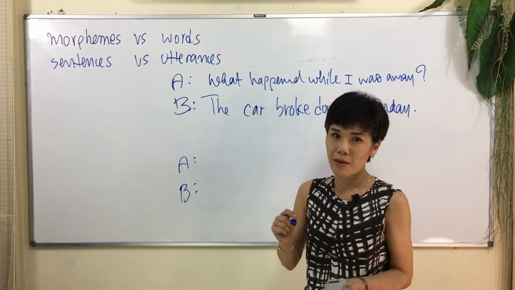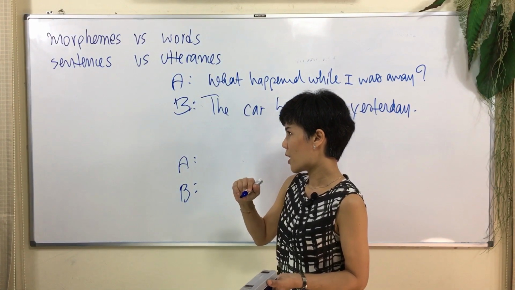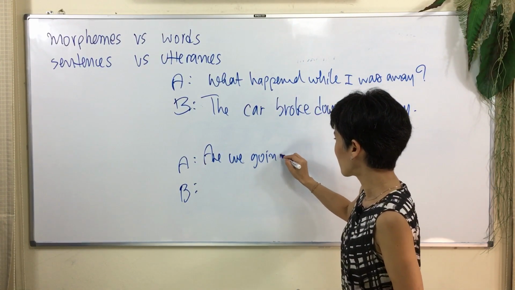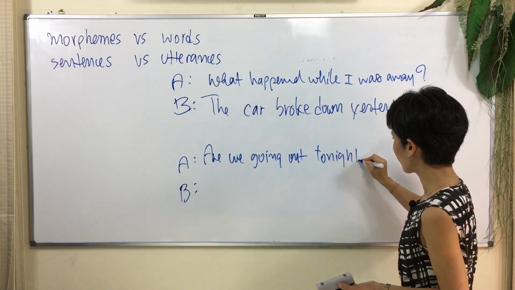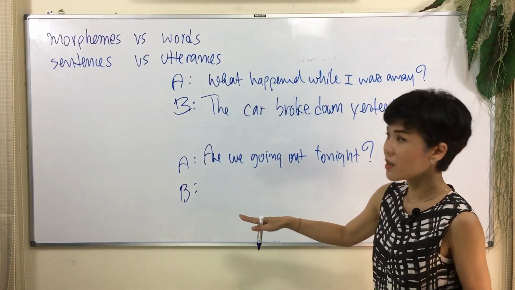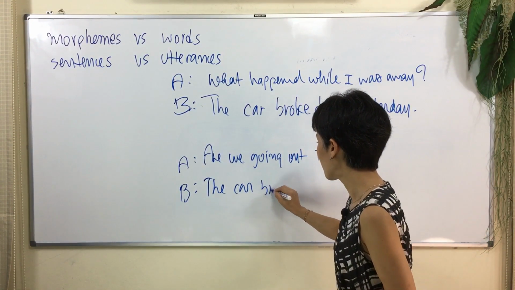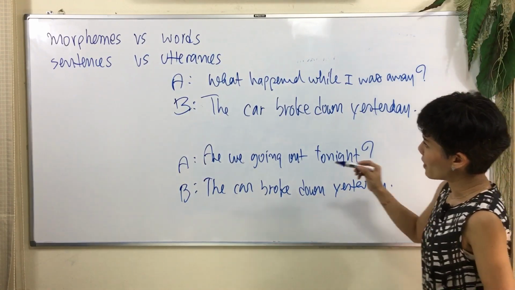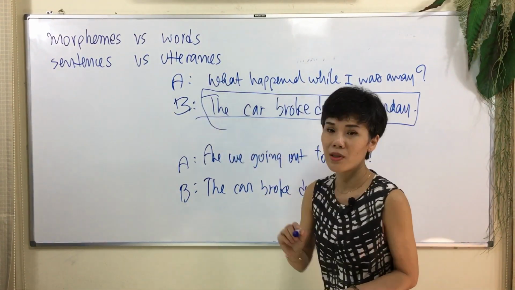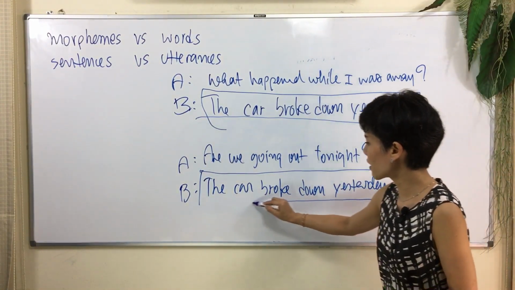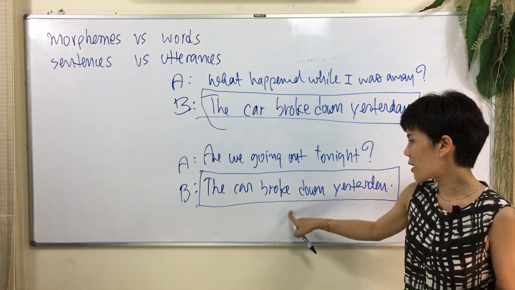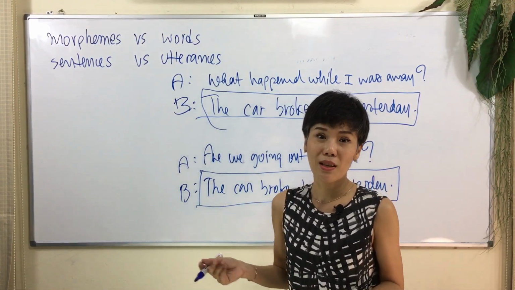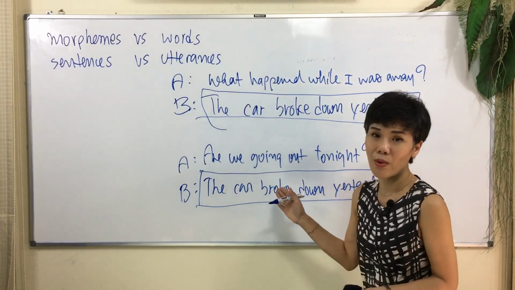Now, in another context, let me put A here, and A is asking, are we going out tonight? Then B says the same thing. The car broke down yesterday. So compare the utterance here, which is a simple statement of fact, and here in this second context. You can see that in this second context, the car broke down yesterday is an utterance that could be interpreted as the answer no to A's question, right?